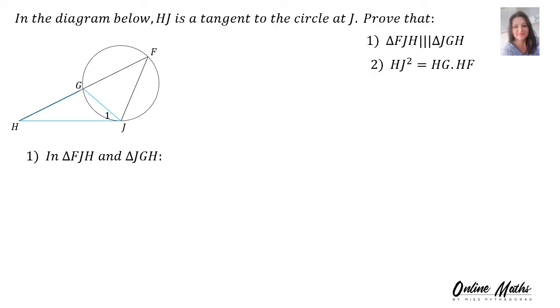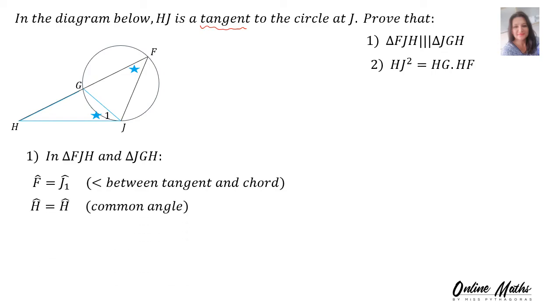Now, in order for us to prove two triangles similar, we need to find three angles equal. It was given that HJ is a tangent. That's a very important bit of information. So then we can say that angle F is equal to angle J1. And our reason, the angle between the tangent and the chord is equal to the angle in the opposite segment. Then angle H is equal to angle H since it's the common angle. Therefore, without thinking, we can say that the third angle of each triangle is equal to the other angle.